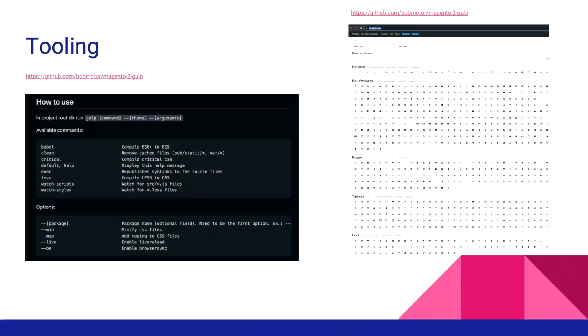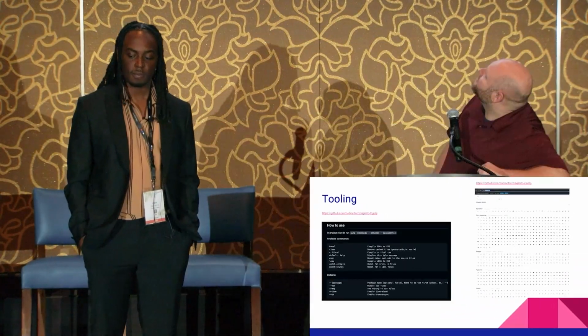Ah, yes, my tooling slide. So this first one here is called Gulp Less, right? So Bob Motor wrote a replacement for Grunt Less compilation. So front-end developers, we're compiling the Less ourselves in our local environment. Magento does that as part of the build process, setup:upgrade is going to build your CSS for you.